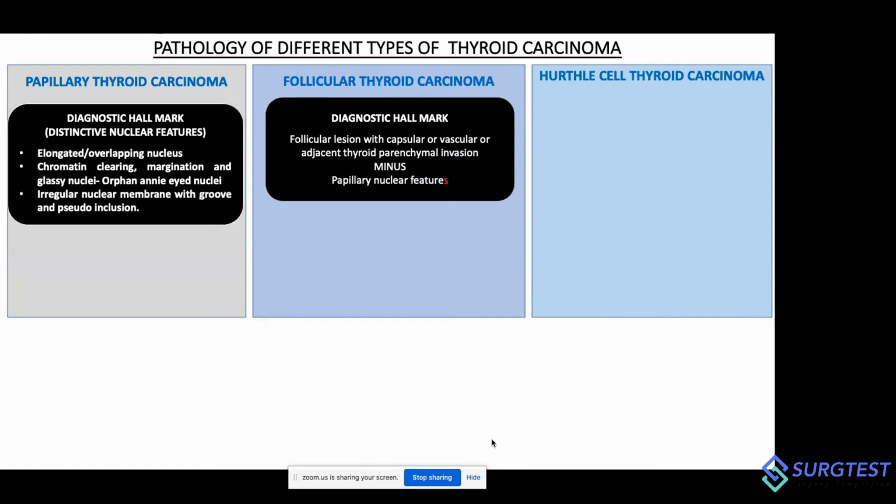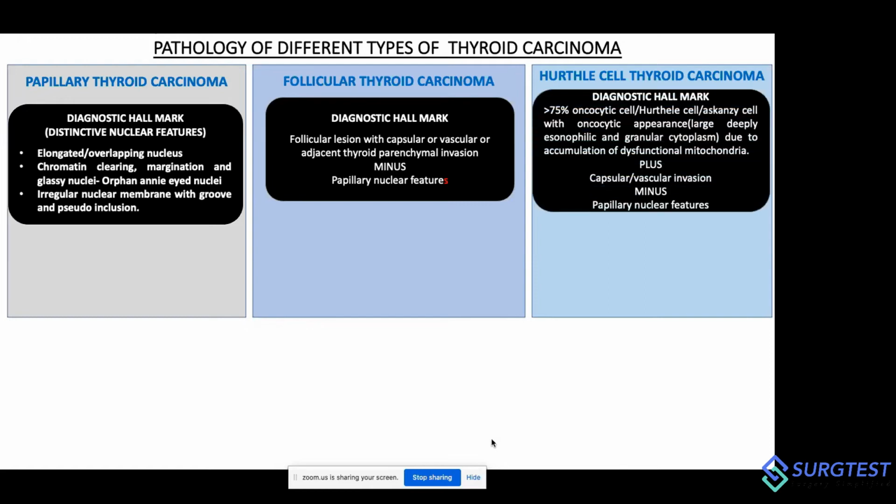a follicular lesion of differentiated follicular cells without papillary nuclear features, but with capsular invasion or vascular invasion or adjacent thyroid parenchymal invasion. So this is a must. There should not be any papillary nuclear features, plus there should be capsular or vascular or adjacent thyroid parenchymal invasion. I hope it is very clear. Okay, then it is a follicular thyroid carcinoma. Now for Hurthle cell carcinoma, again combine both of these and additional features.